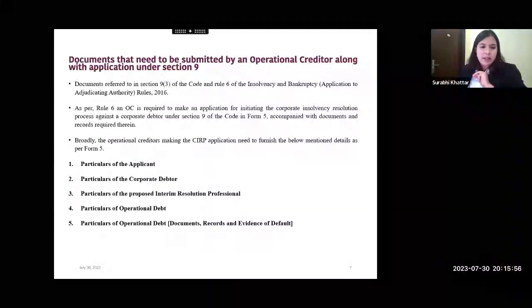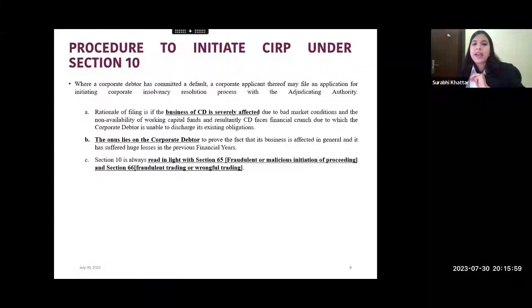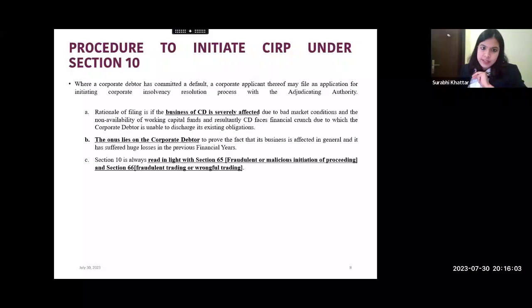Now coming to the third category, which is Section 10. So we have seen that an application can be initiated by a financial creditor under Section 7, then an operational creditor under Section 9. Then the third category is an application by the corporate debtor itself.